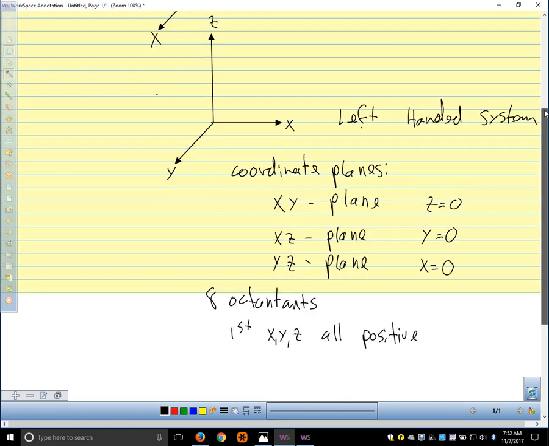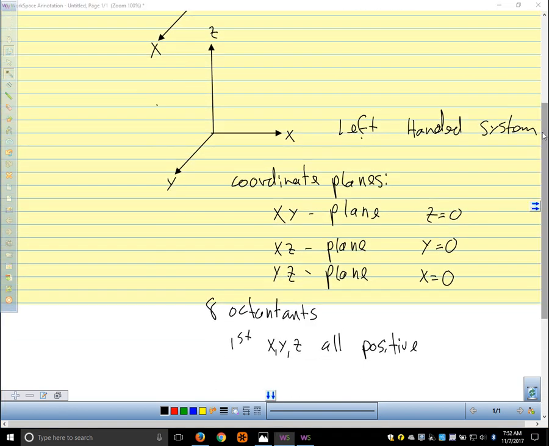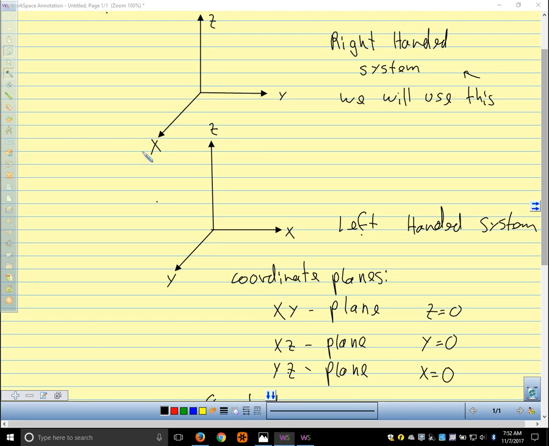And if we think of distances from the coordinate planes, x is the distance from the YZ plane.